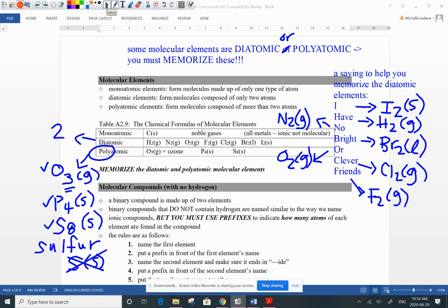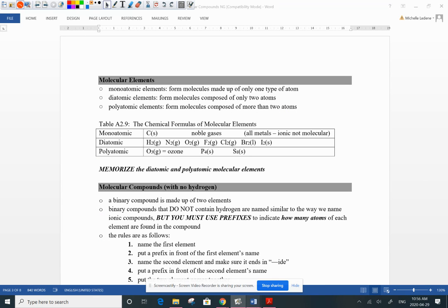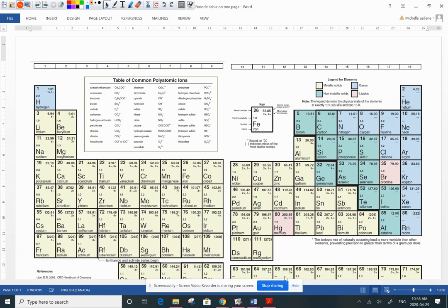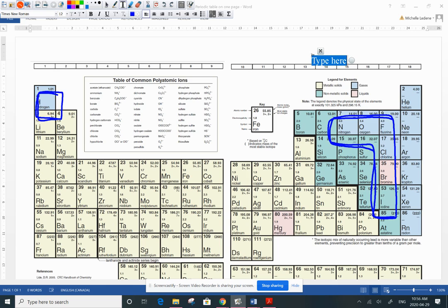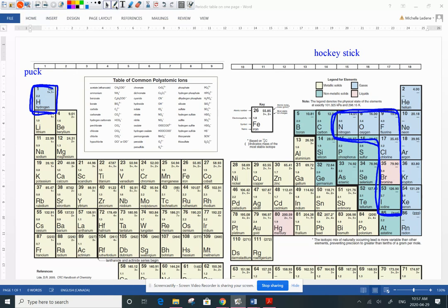So if you don't want to memorize the little saying, I have no bright or clever friends, there's another way you can do it as well. And that's by looking on your periodic table. I think of this as the hockey stick and the puck. So over here, I have what looks like the number 7, or a hockey stick that's upside down. And over here, hydrogen, there's our puck. That's how I remember these ones. So we would write N2 gas and O2 gas and F2 gas.